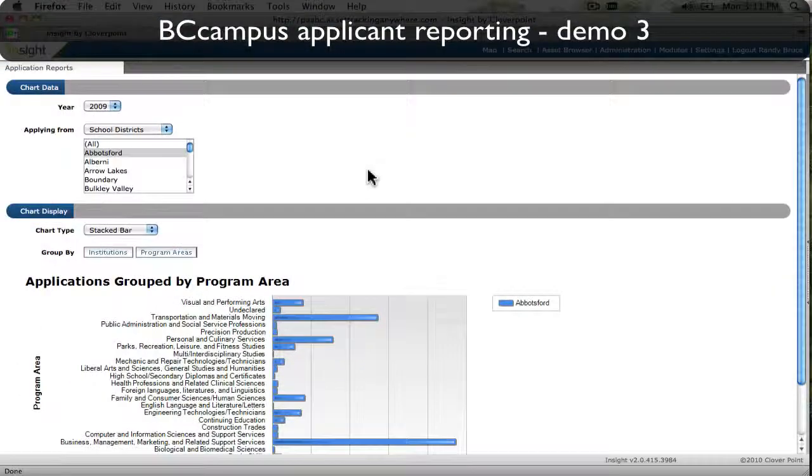So that concludes the 3rd demo. Stay tuned for demo 4, where we'll look again at some of the extra filtering options to place data from participating institutions back onto the map.